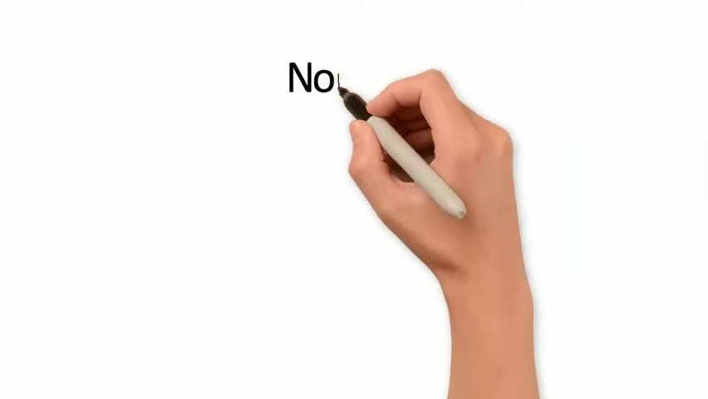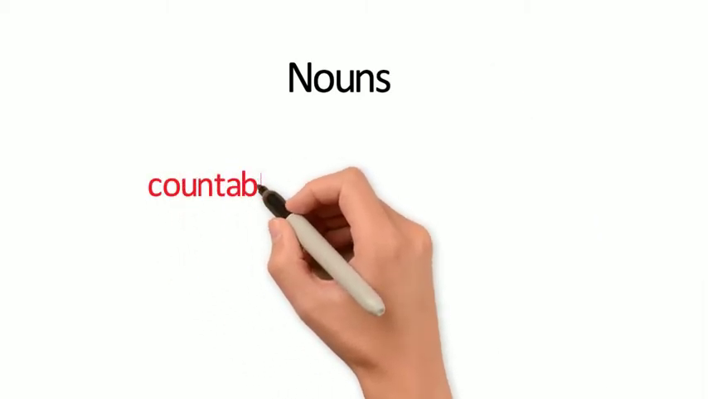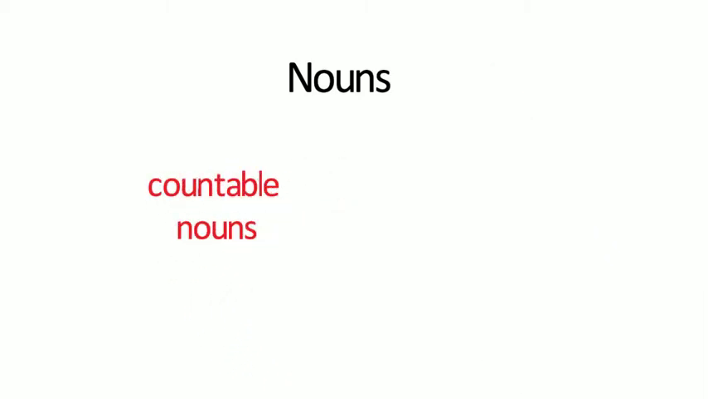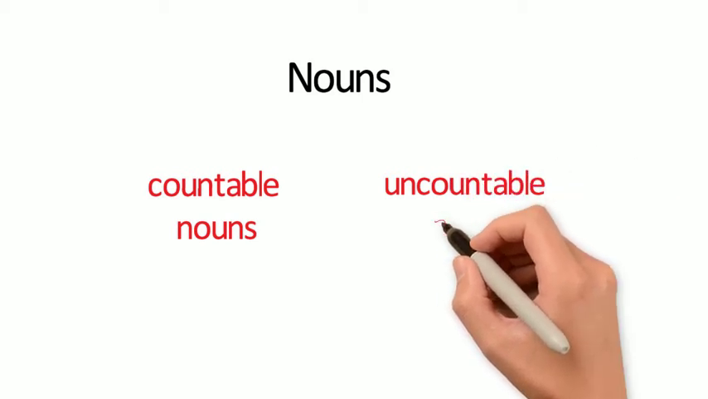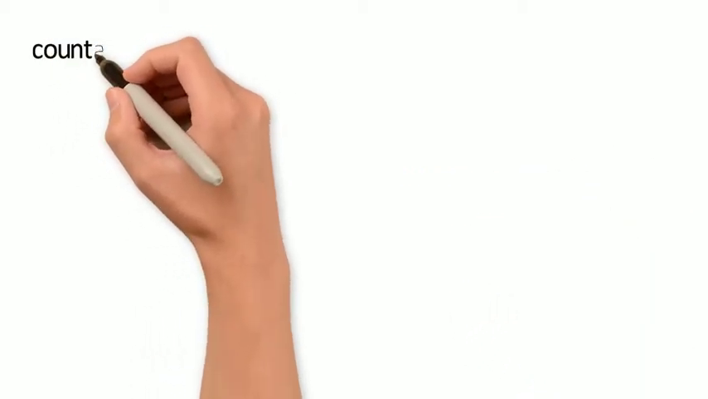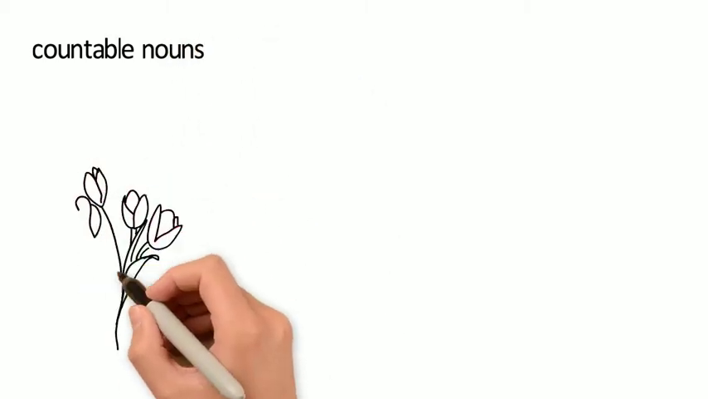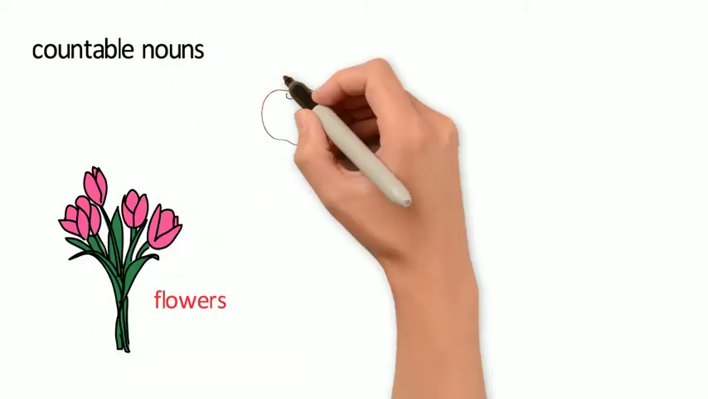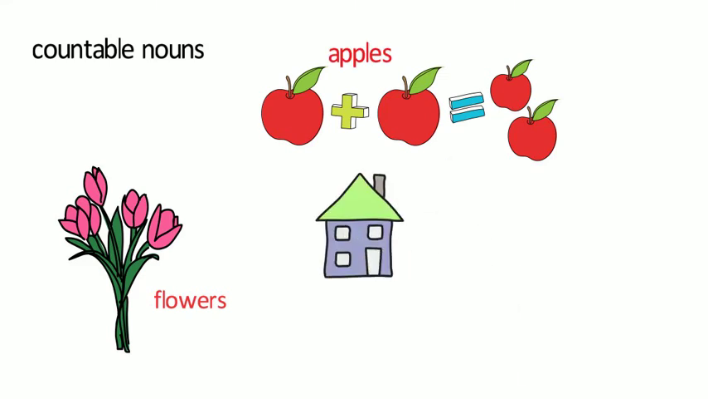There are two types of nouns in English. They are countable nouns and uncountable nouns. Countable nouns are nouns that you can count, such as flowers, apples, and houses.